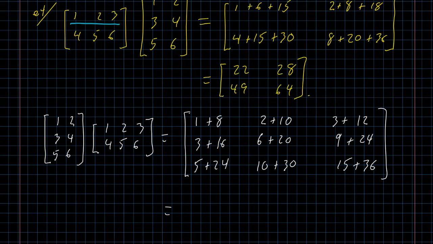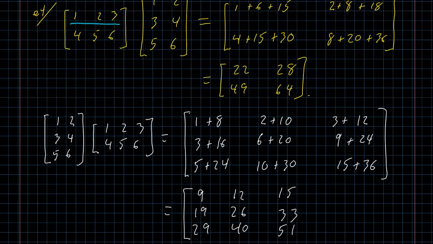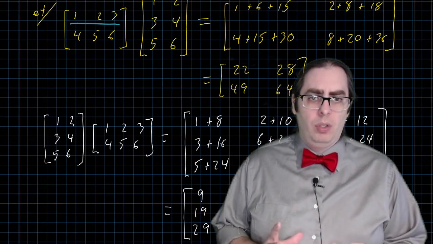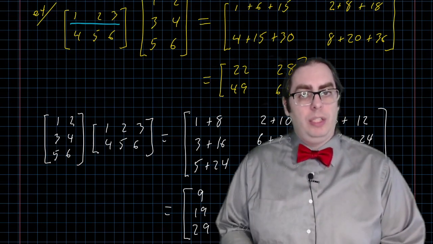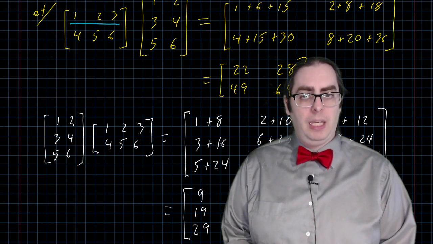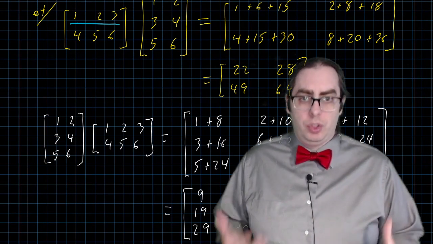And when I add all of these together, I get a 3 by 3 matrix: 9, 12, 15, 19, 26, 33, 29, 40, 51. A completely different matrix than what I had before. All right. This is a strange way of thinking about matrix multiplication. It's a strange construction that we have here.